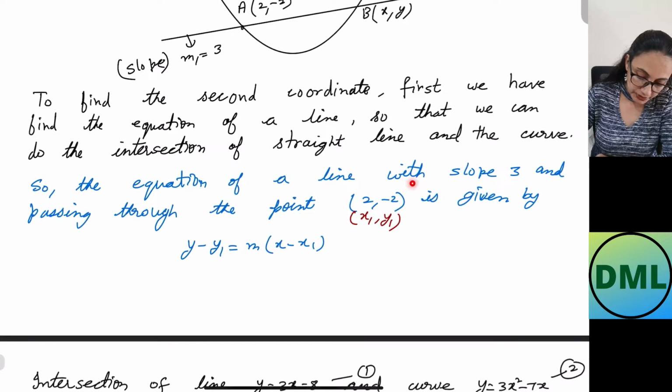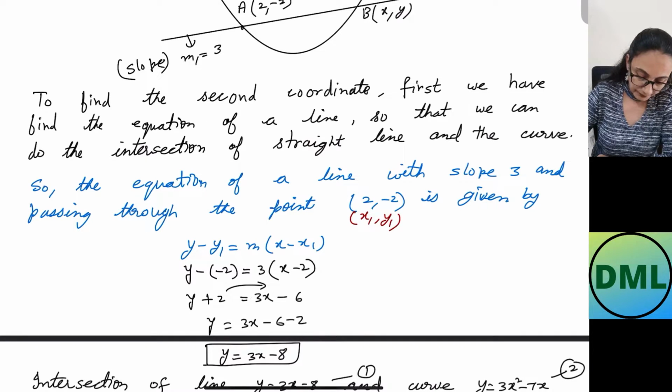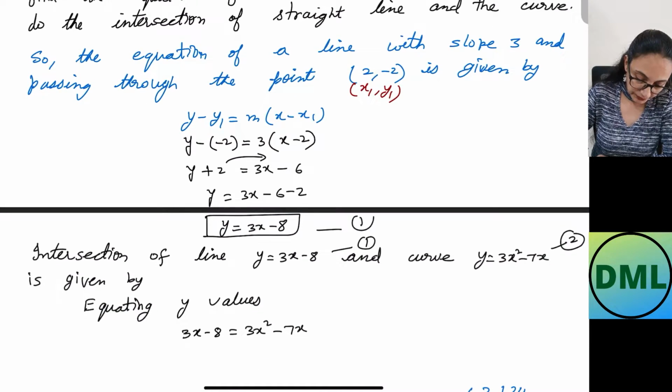So the equation of a straight line with slope 3 and passing through the point (2, -2) is given by y minus y1 is equal to m into x minus x1. Let's substitute the values here. It will be y minus y1, which is minus 2, is equal to m, which is 3, bracket x minus x1, which is 2. Now it will be y plus 2 is equal to 3x minus 6. Now move this 2 to the right hand side. It will be y equal to 3x minus 6 minus 2. So it will be y is equal to 3x minus 8. Now this will be your first equation.